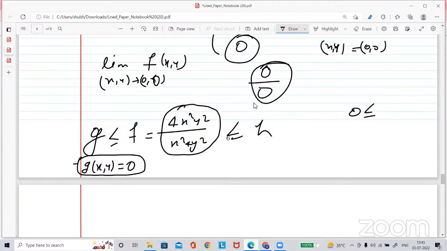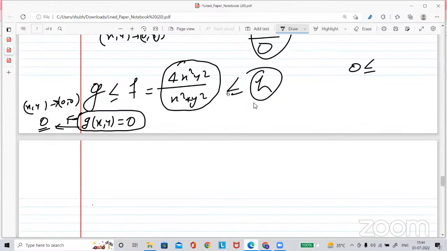So what is the property of this function? As xy goes to 0, 0, the limit of this function is also 0. So we are able to get g. Now it remains to find h. So how will we find h?